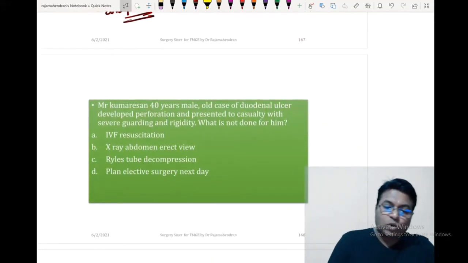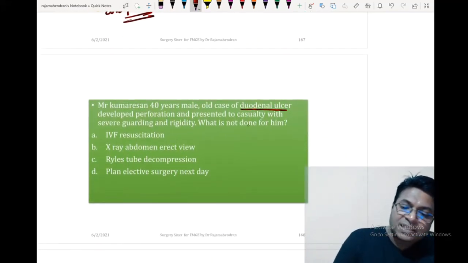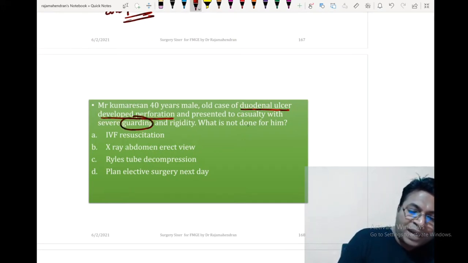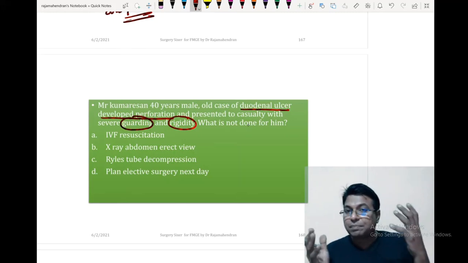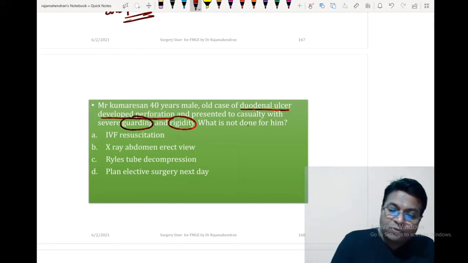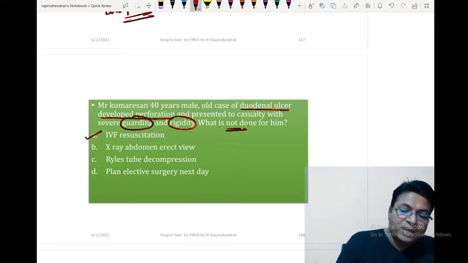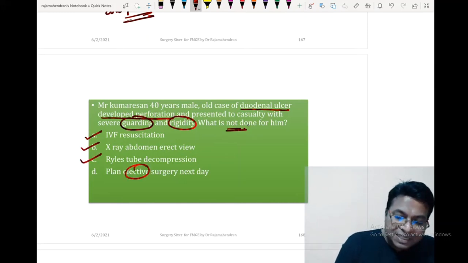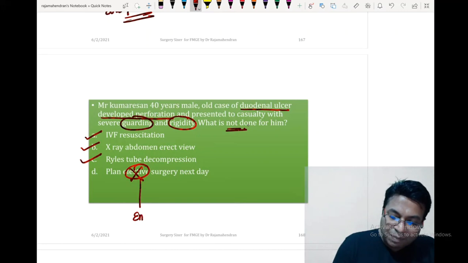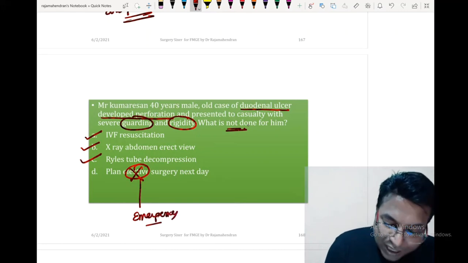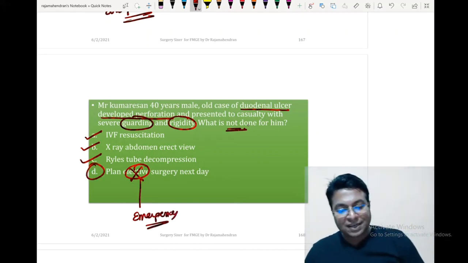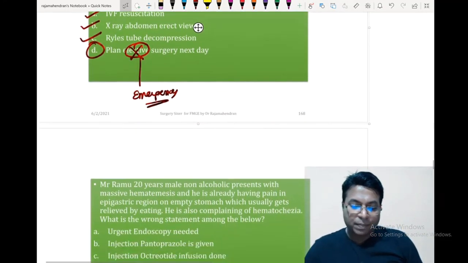So see the question. Mr. Kumaresan, 40 years male, old case of duodenal ulcer, developed perforation and presented to casualty with guarding and rigidity. Diagnosis over. It is a perforation. What is not done for him? I will take IV fluids, I will give X-ray, I will do Ryle's tube decompression, and I will plan emergency surgery, not elective surgery. So D is wrong. So answer is D, which is not done for him.